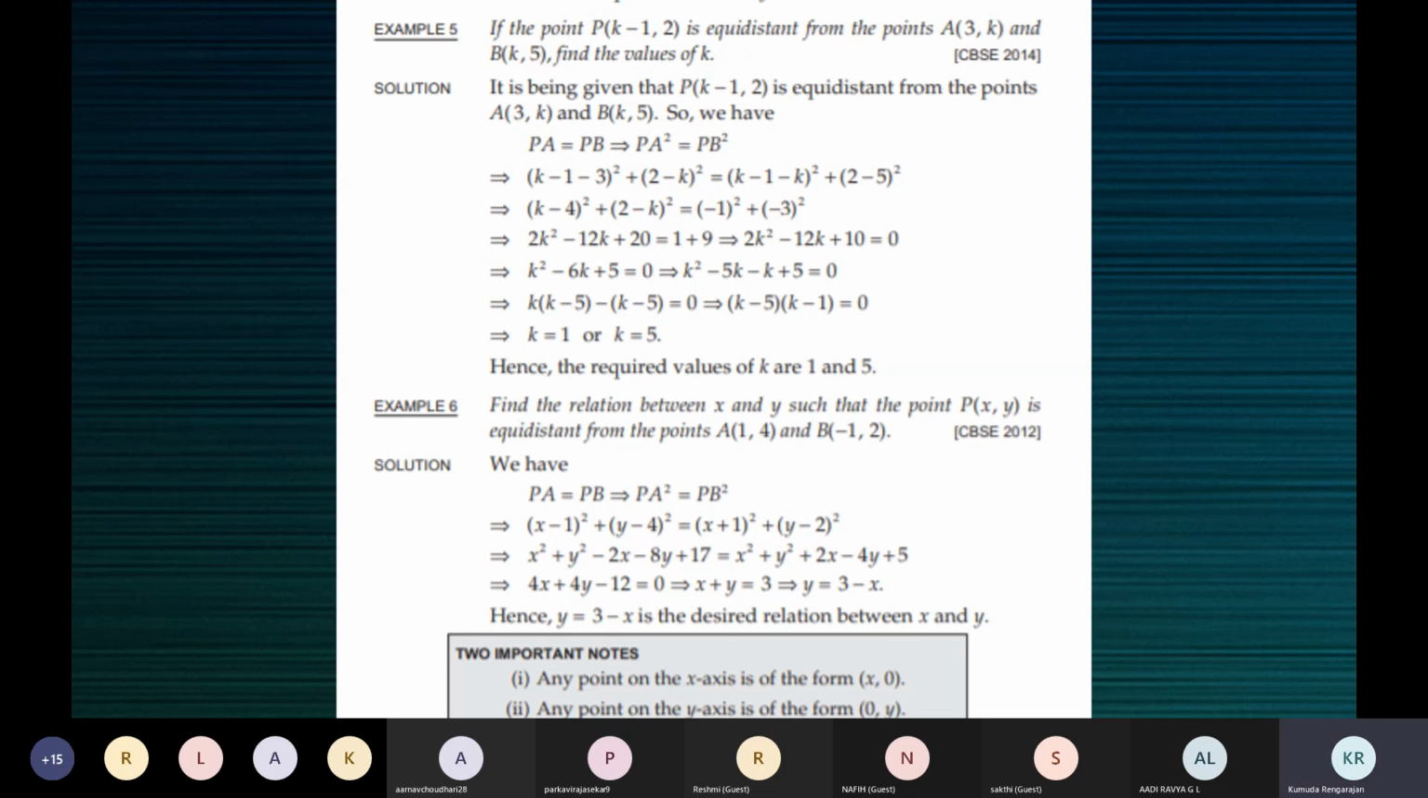Just bring everything to one side. x square, y square on either side will get cancelled. When you're expanding, you should be careful. a minus b the whole square is a square, b square, minus 2ab. Don't forget the 2ab. When you expand this, you will get 3 terms. So 3 plus 3, 6 terms you will have in the LHS, and here also 3 plus 3, 6 terms in the RHS. x square, y square gets cancelled. Then you have 3 terms here, 3 terms here. Bring all the terms to one side.